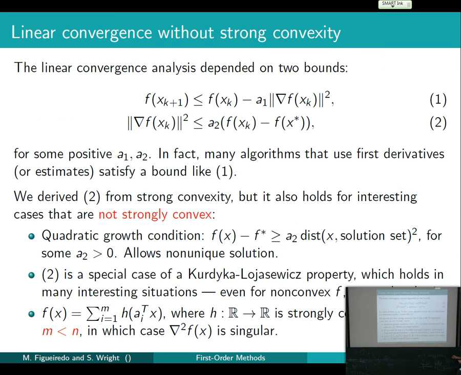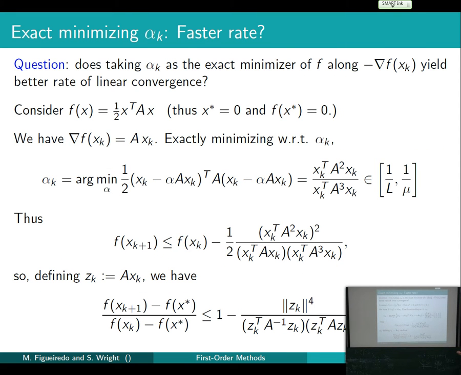They're fairly recent observations that nice things happen in these more general cases. Okay, so you might ask the question that, I've done all this analysis for a naive choice of alpha k.